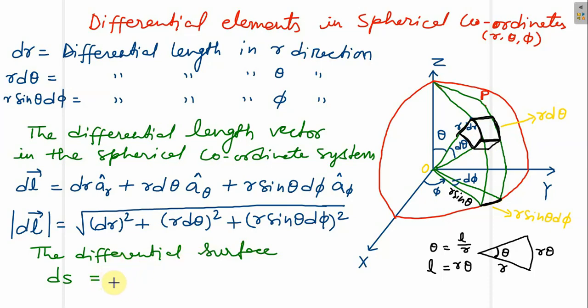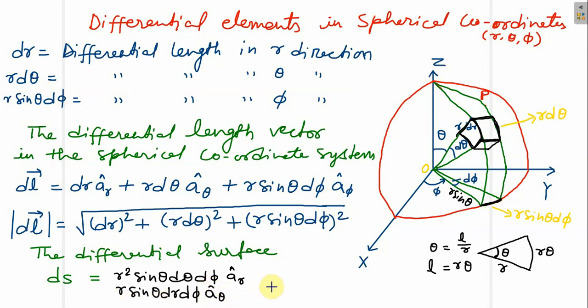differential surface areas. So it will be r square sine theta d theta d phi, and the direction will be ar. Okay, now the second one will be r sine theta dr d phi, and the direction will be a theta.